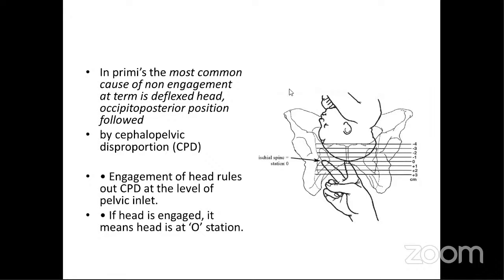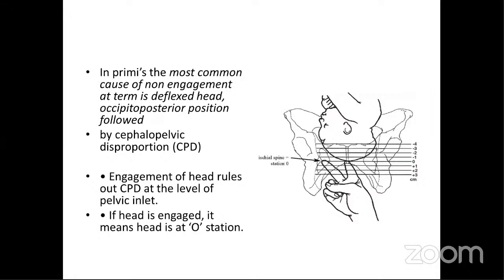When we do a per-abdominal examination, you should be able to feel that the head is engaged. And when you do a pelvic examination, you have to feel the lowest portion of the fetal head at the level of zero station. Only then does it mean that the fetal head is engaged, or the biparietal diameter has crossed the pelvic inlet. Is it clear to all of you? Yes, ma'am.